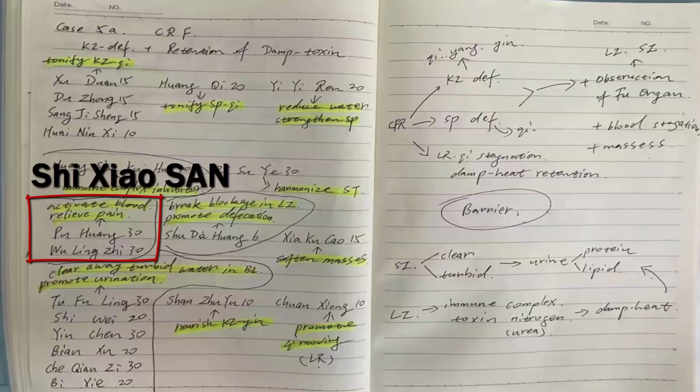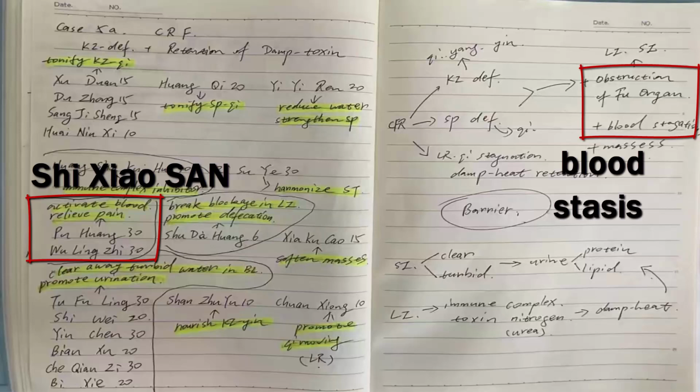pain and also remove the blood stasis. This is because we have mentioned by the obstruction of the Fu organ, it's easy to damage the blood collateral and form the blood stagnation. So in the microcirculation of the kidney, which was blocked by the blood stagnation and blood stasis as well. So in the selecting of the herbs, we also have to select the formula 失效散 to activate blood.